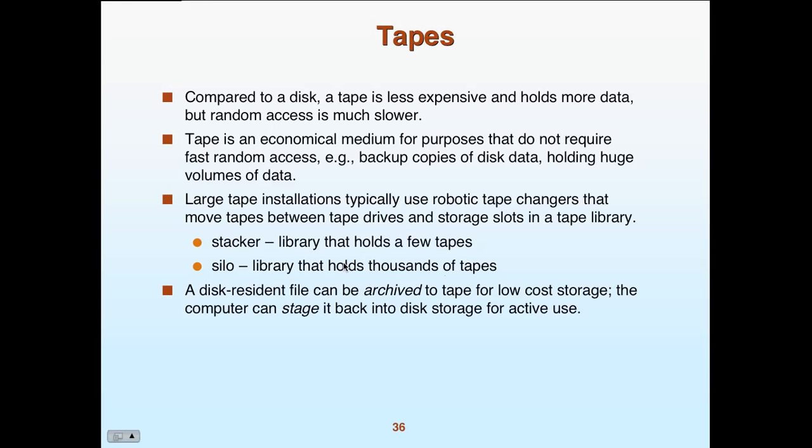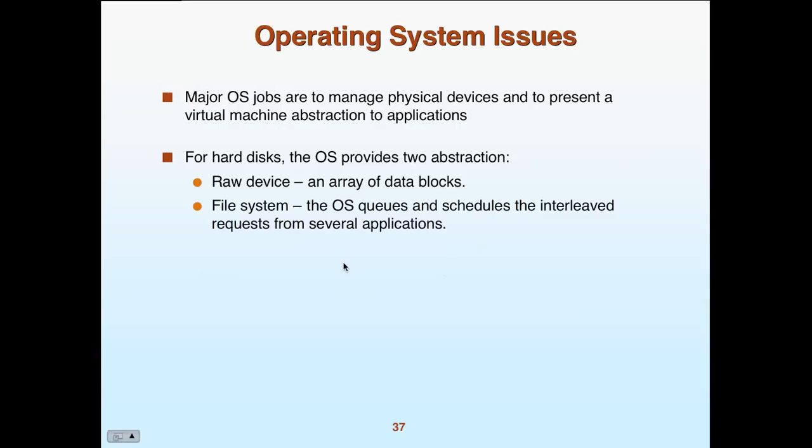So disk-resident files, operating system issues, let's talk about that. Many operating system jobs are to maintain physical devices and to present a virtual machine abstraction to applications, meaning that the storage is held separate from the applications, held separate from the operating system. For hard drives, the operating system provides two abstractions: the raw device, an array of data blocks that can be read as a device, and then the file system.